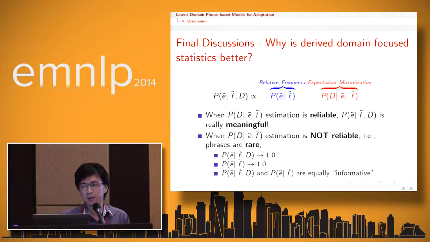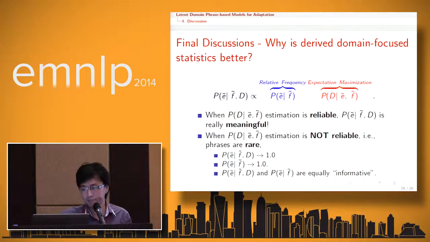Okay, so final discussion. Why does the derived domain-focused statistic work better? The point is that when we decompose it in this way, and when we can learn P of D given phrase, when the estimation is reliable, we will have a really meaningful phrase transition probability with respect to D. But when P of D given phrase is not reliable, it means that phrases are rare. So when phrases are rare, we found that the phrase transition probability with respect to D will approach 1, and the baseline also approaches 1. So somehow they are equally informative. So at least you can see that when we use the domain-focused statistic, it's at least equal or even better than the baseline.